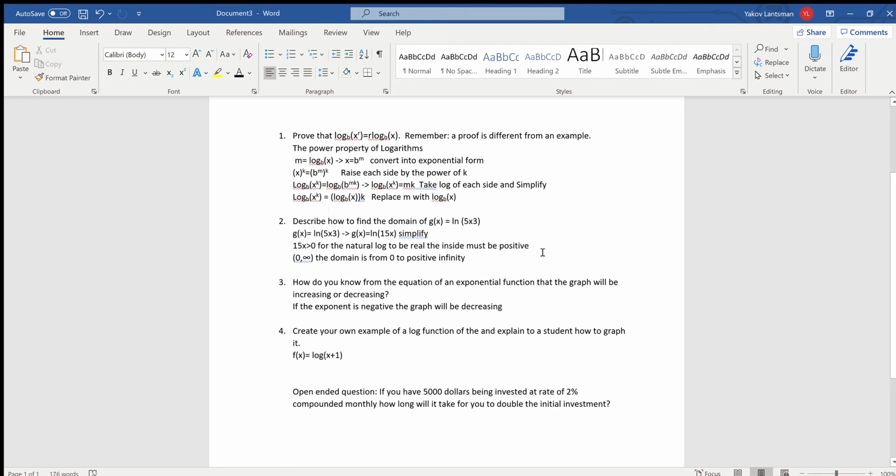So basically just finding the positives, 15x has to be greater than 0. After doing very little manipulation, dividing 15 on both sides, you get x is greater than 0. So we know that in this case, our domain is going to be all positive values. So it's 0 to positive infinity.